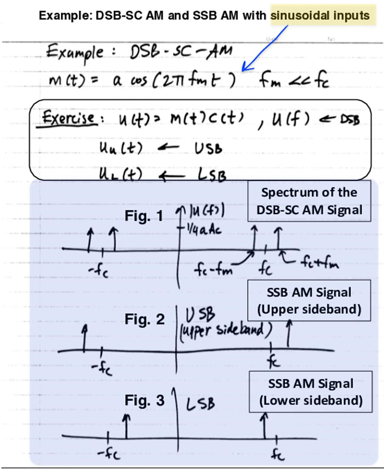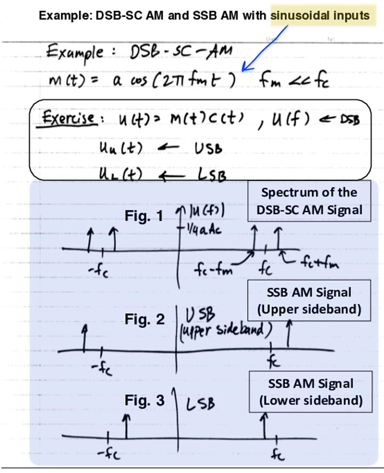Hello everyone. In this bite-sized video, we will go through a concrete example of double sideband suppressed carrier AM and single sideband AM with a simple sinusoidal message signal. Suppose that the message signal m(t) is given by m(t) equals A cosine 2 pi f_m t, where the message frequency f_m is much less than the carrier frequency f_c.